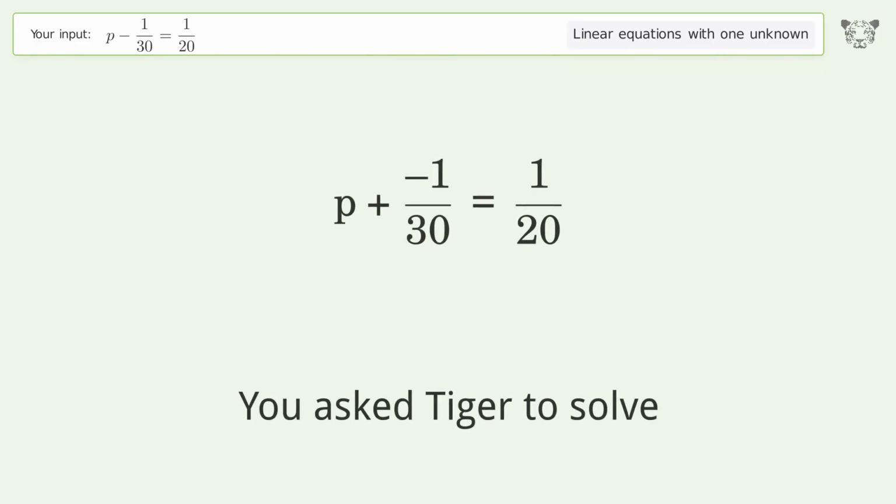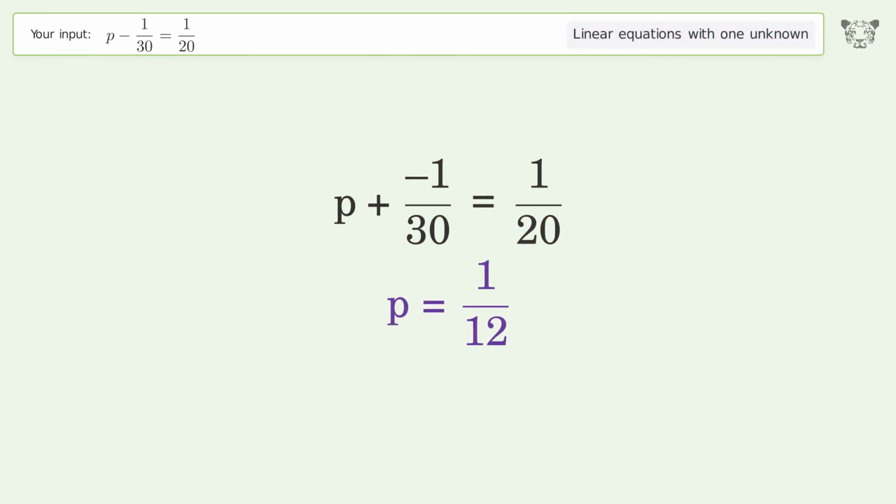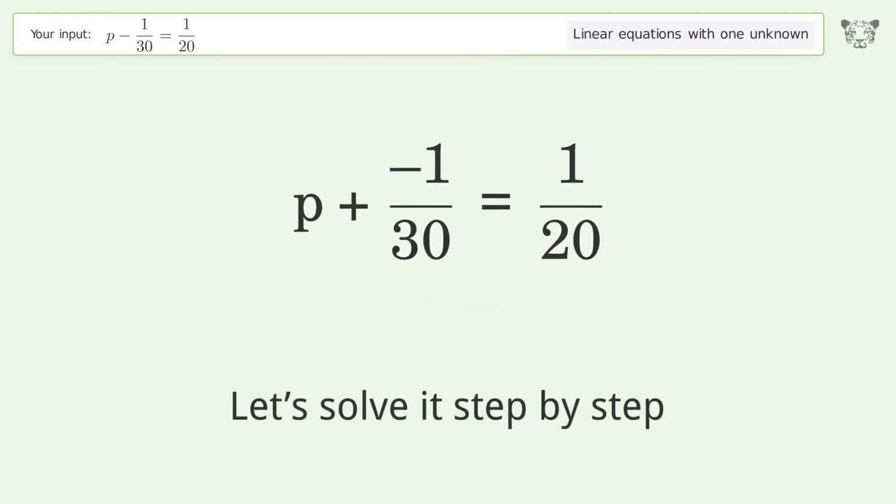You ask Tiger to solve. This deals with linear equations with one unknown. The final result is p equals 1 over 12. Let's solve it step by step.